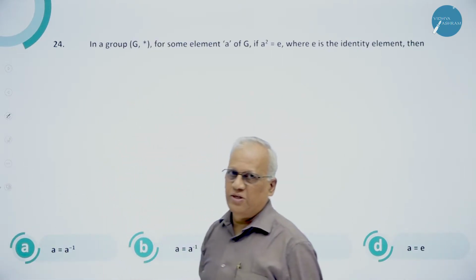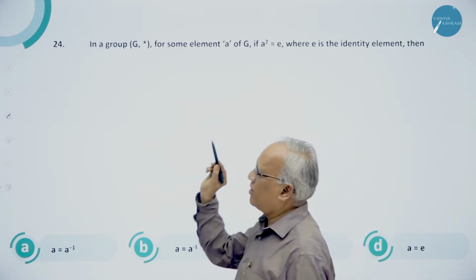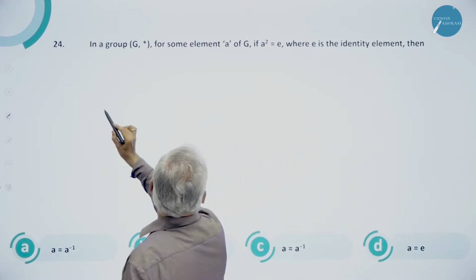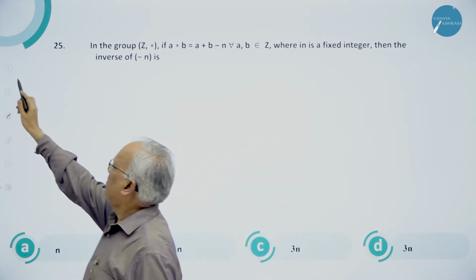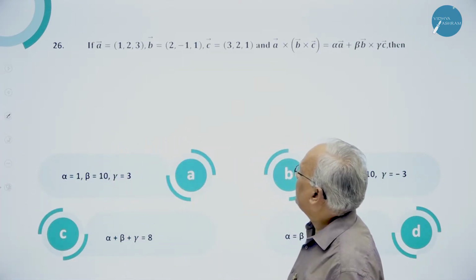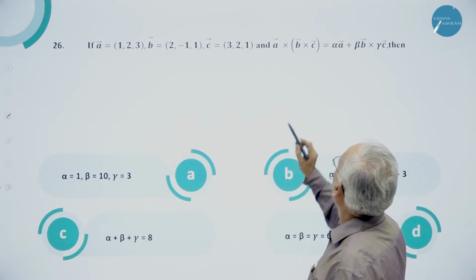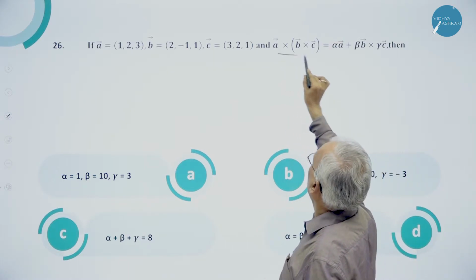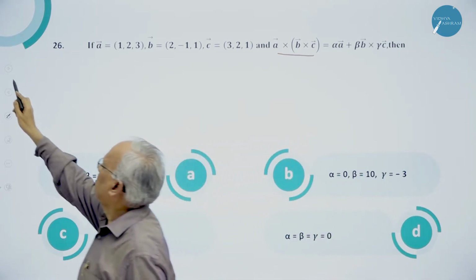Next, question number 24. In a group G star, this is not in the syllabus. You can skip this question. This is group theory, it was in the original old syllabus. Now, A is 1, 2, 3. B is 2, minus 1, 1. C, vectors, this vector triple product is not there in the syllabus. So, you can ignore this problem also.